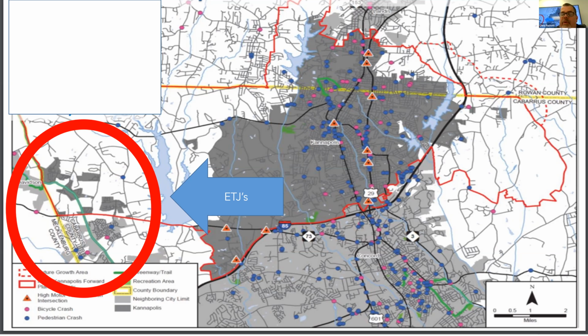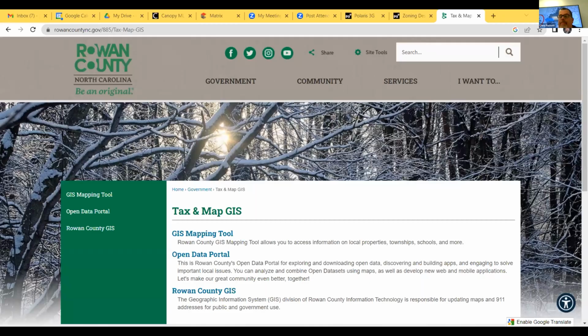So I'm going to go to Rowan County real quick, and I'll share it in just a second. Can y'all see my screen that says Rowan County on it? I still see the ETJ map. Gotcha. All right, going back. How about now? It's the Rowan County tax map. There we go. Perfect. All I did is Google Rowan County GIS. And so I'm going to go into the mapping tool.